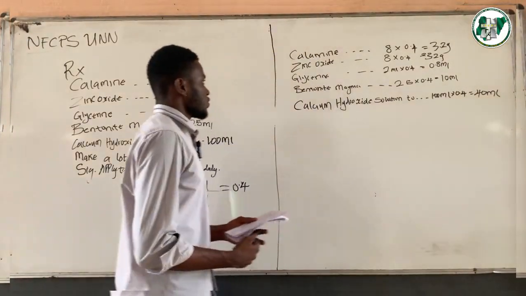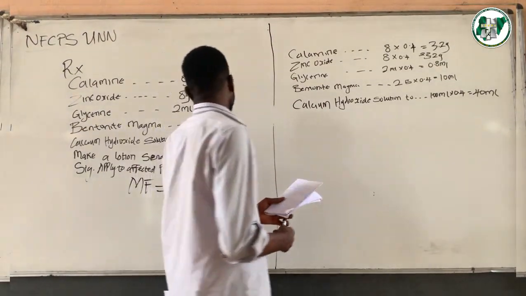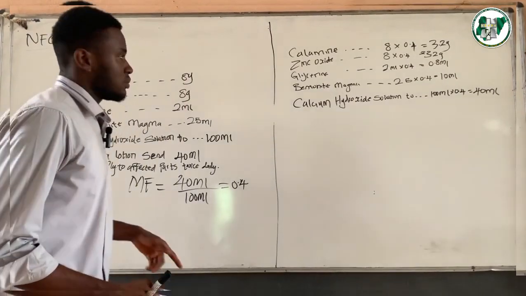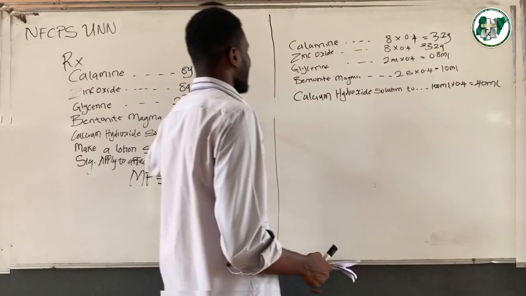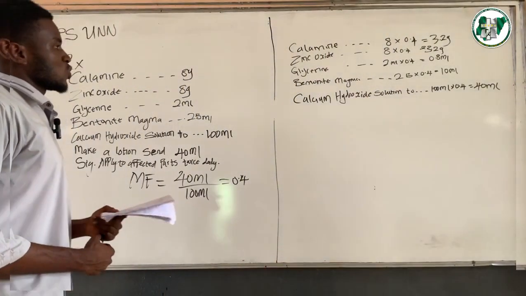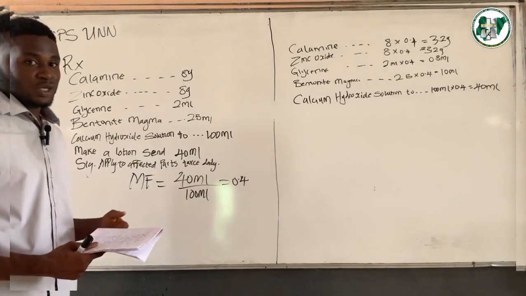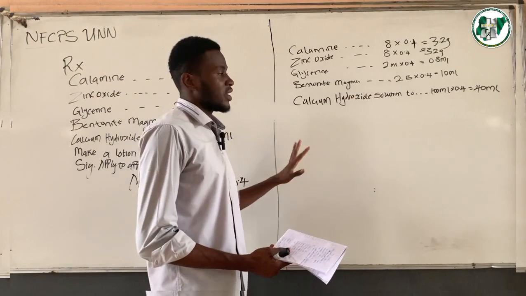As a continuation, we've gotten our working formula. Now, what we did was to multiply our multiplication factor by the weight that was given to us in the prescription. After we've done this, the next thing is to remember this preparation is a lotion, and we don't need a suspending agent for this because it is for external use.